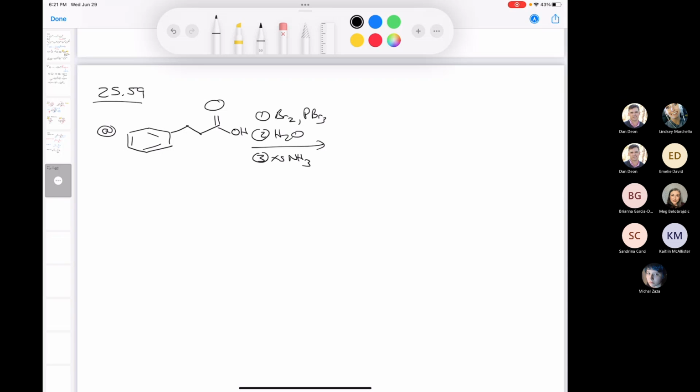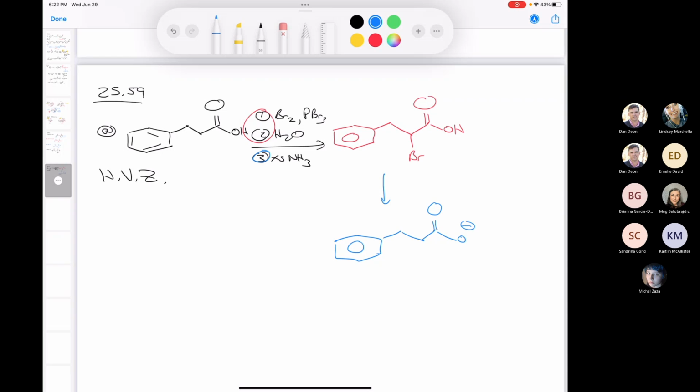So you might remember that this is the Hell-Volhard-Zelinsky reaction. What we end up making after the first two steps is an alpha bromo acid bromide. There we go. So we have our bromine here. And then we hydrolyze that with water. So that's after the first two steps. But then when we treat that with excess ammonia, we end up with an amino acid. It's racemic, but hey, it's still an amino acid. So we end up with this.